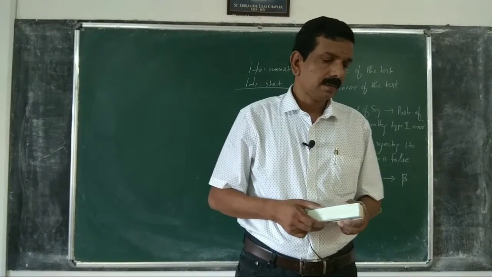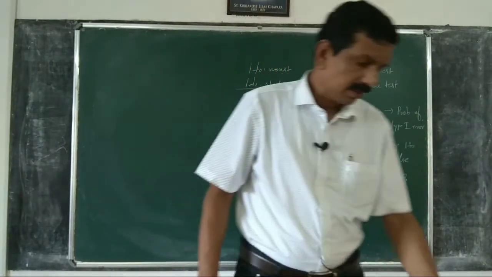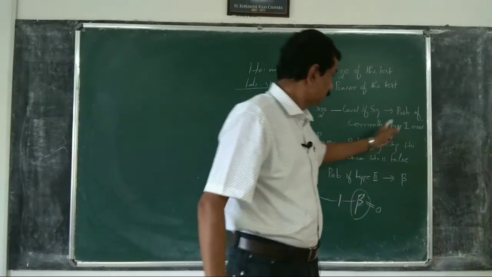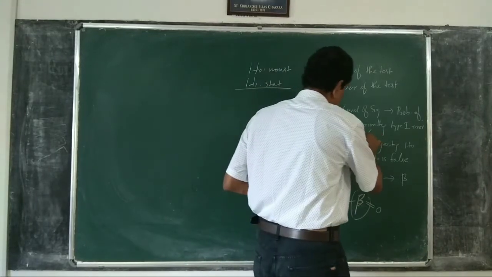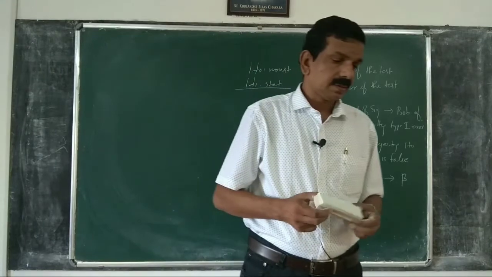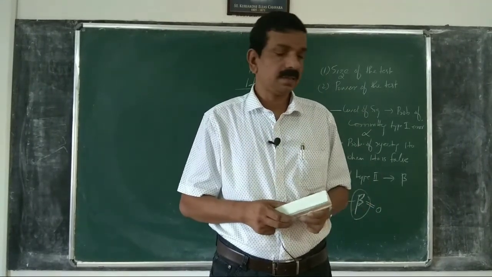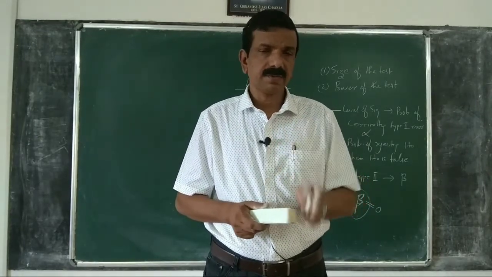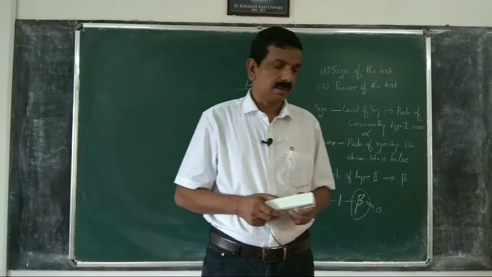Now, let us see in detail the size. The size of the test is nothing but the probability of committing type 1 error. We denote it by the notation alpha. Now, in the previous classes, we have shown that the Dickey-Fuller test is available in three forms: pure random walk, random walk with a drift, and random walk with a drift and a deterministic trend.